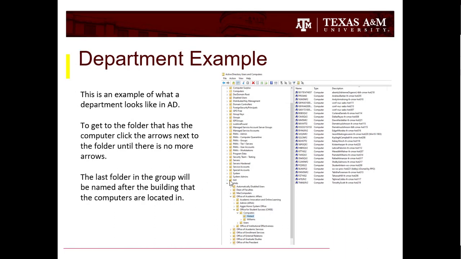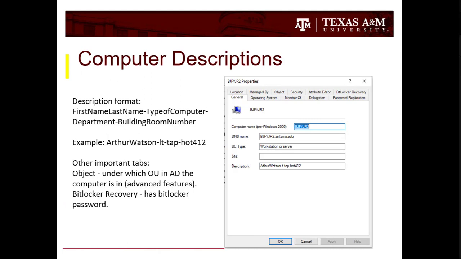First, click the arrows until you get all the way down to a folder with a location name. All of the computers, as you can see here on the right, will be inside that folder. Also, as you can see, all of the computers have their own description that tells you everything you need to know about that computer. All of the descriptions are in the same format. First name, last name, then type of computer, then department name, then building and room number.